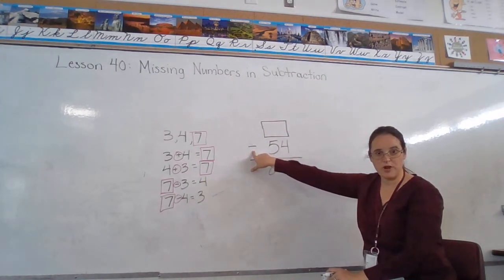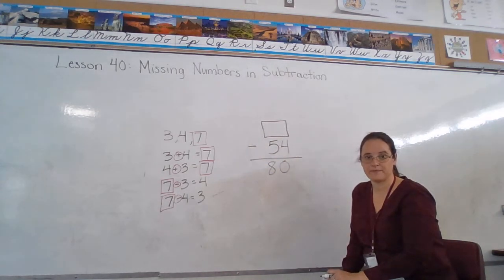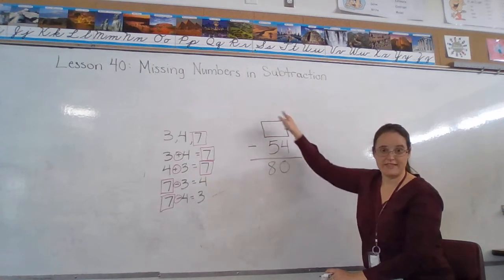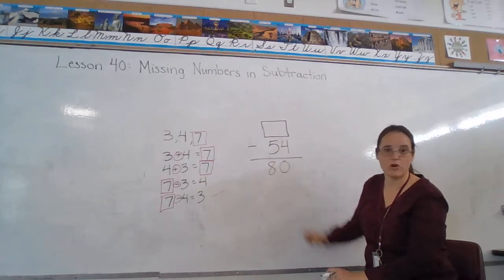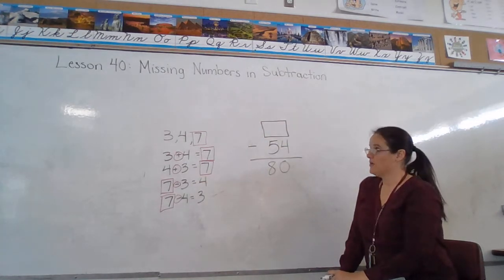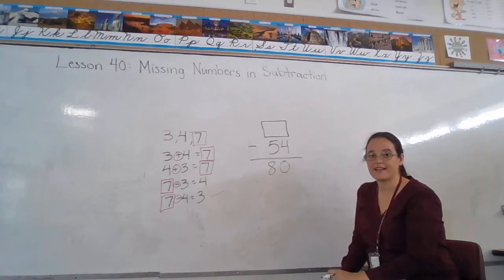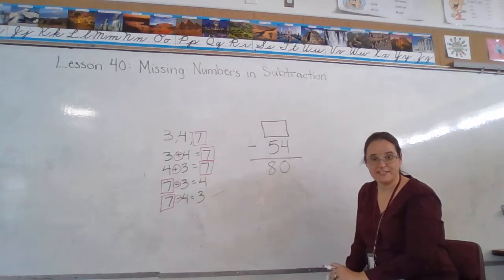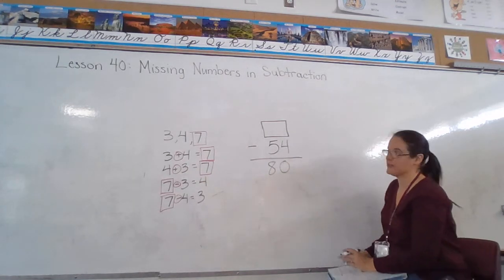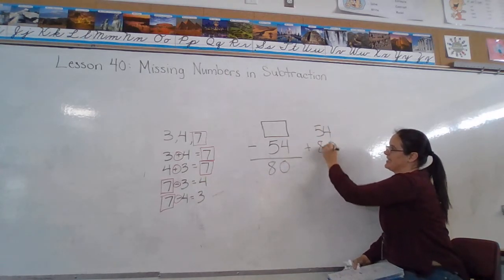This is a subtraction problem. So where should my biggest number be? It should be in the box. I'm looking for a bigger number here than either 54 or 80. So I can add those two numbers that I know, or I can subtract them. Which one's going to give me a bigger number? Adding gives us bigger numbers, subtracting gives us smaller numbers. So I'm going to take my 54 plus 80.